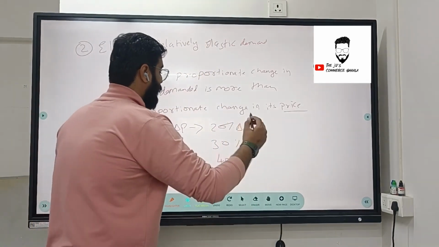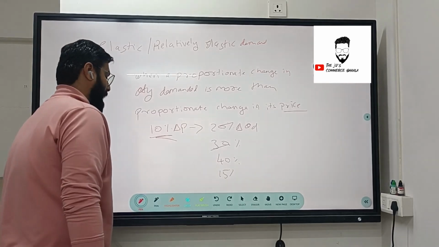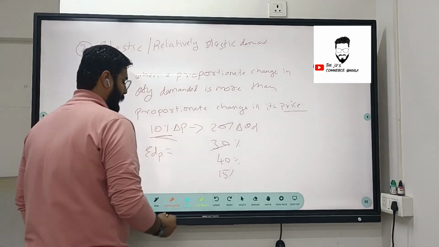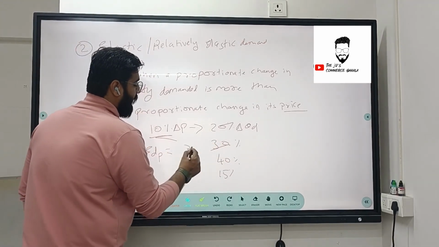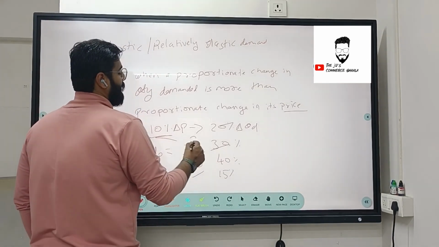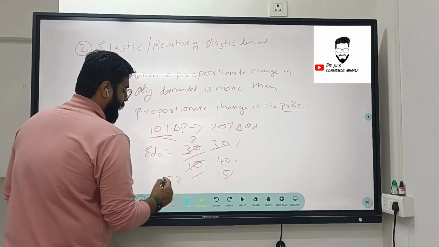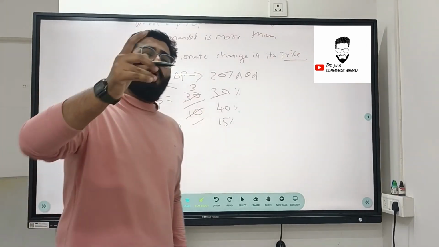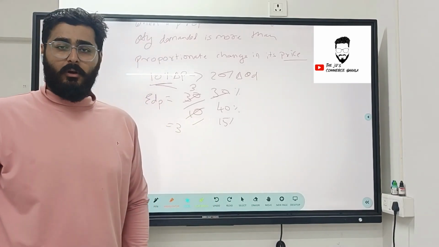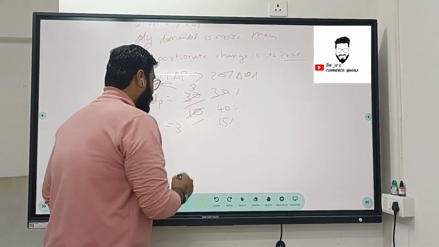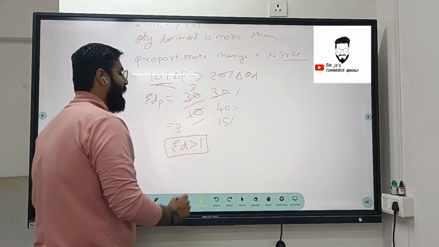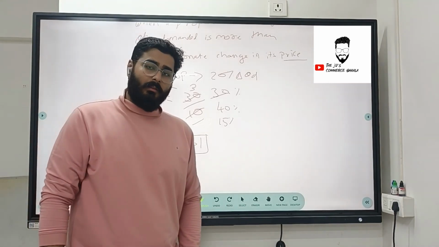Okay, everyone? So here, if I take it as 30, elasticity of demand is equal to, as per the formula, percentage change in quantity demanded 30 upon percentage change in its price 10. 10 ones are 10, 10 threes are 30. So it will be 3. So always remember that elasticity of demand in case of relatively elastic demand will be more than 1.